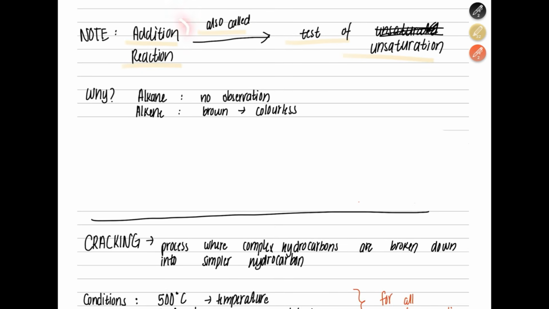Okay, remember, addition reaction is also called the test of unsaturation, because only unsaturated compounds undergo addition reaction. If you have an alkane, you won't observe anything, but if you have an alkene, the color of the bromine changes from brown to colorless.